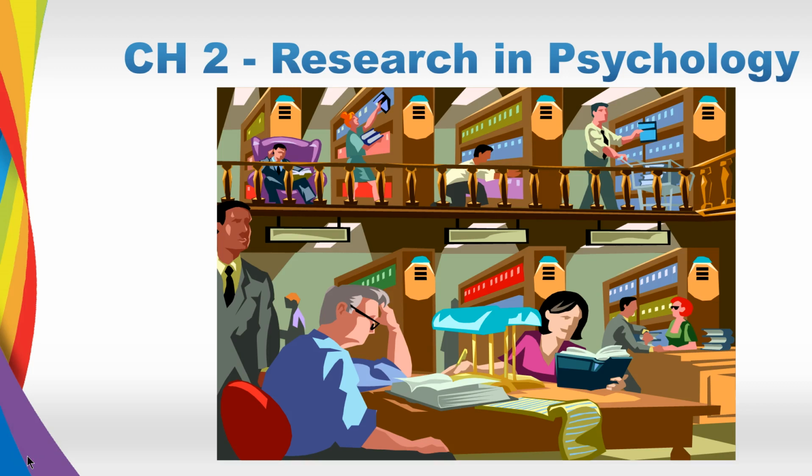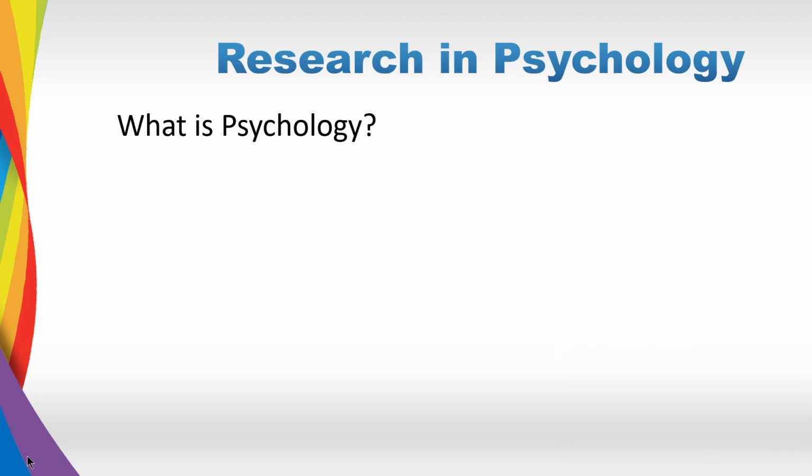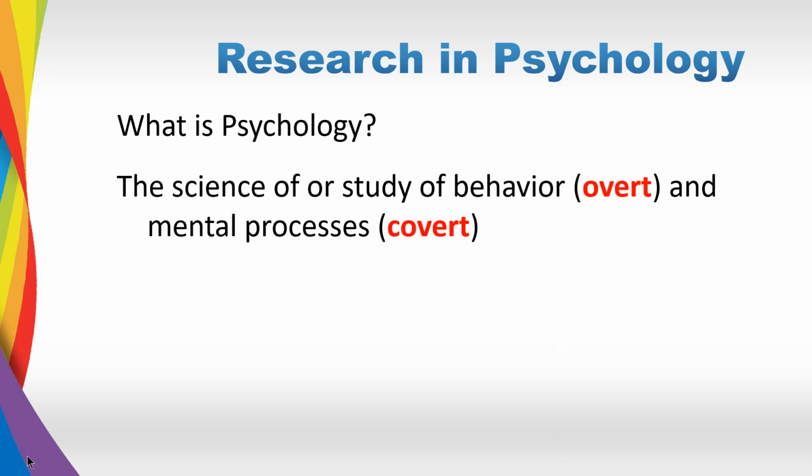So the basic thing is that when we're talking about research in psychology, we want to know first, what is psychology? Why do we do it? When do we do it? And how do we do it? How we do it is actually the methods part. So, as far as what is psychology, it's basically the science of or study of behaviors that are overt and mental processes that are covert.